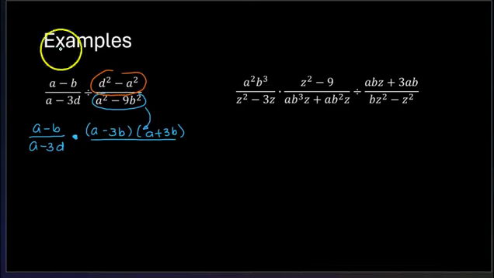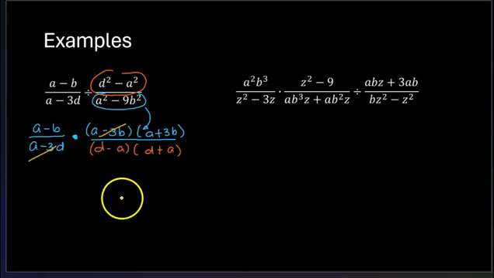So same thing, we're going to factor this one. So again, a perfect square minus a perfect square. So that's d minus a. And we have d plus a. Okay, so let's see if we can simplify or cancel something. So here I think there's only one thing that we can cancel, right?